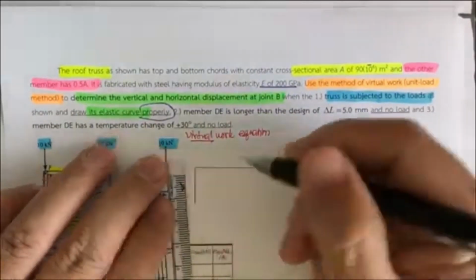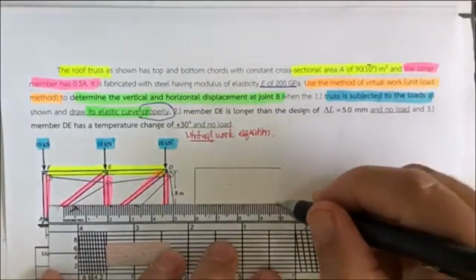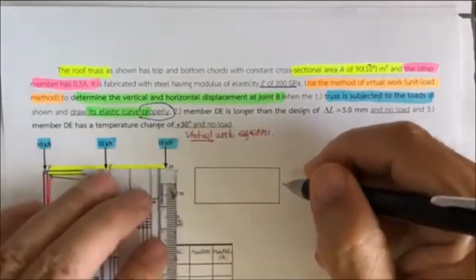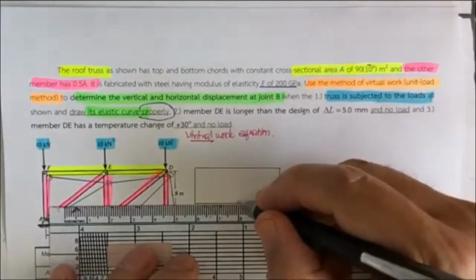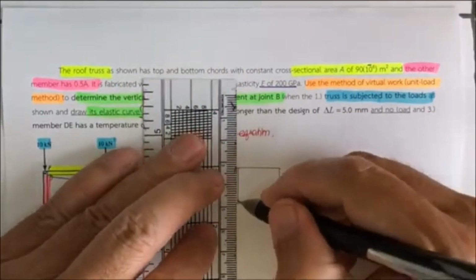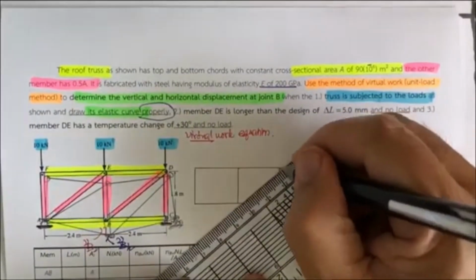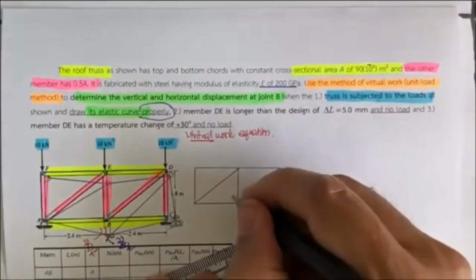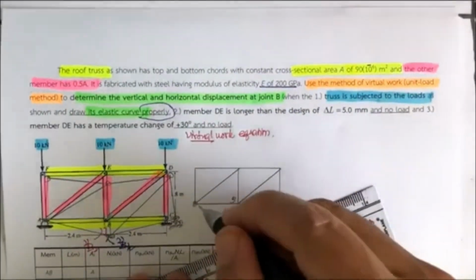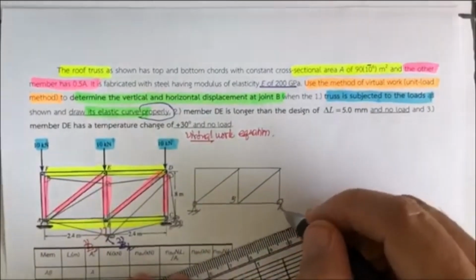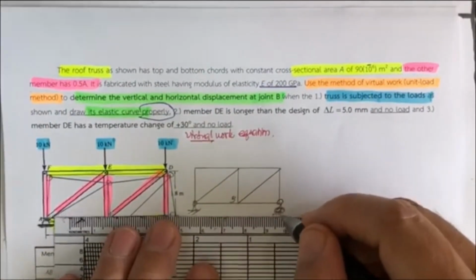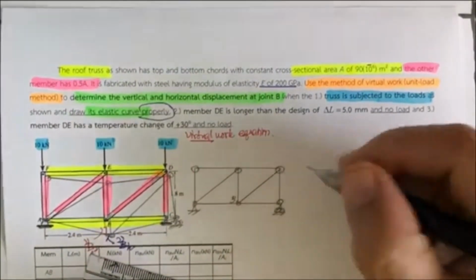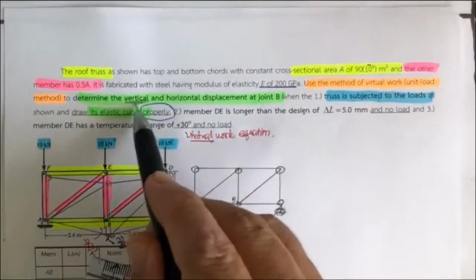The virtual force is going to be the 1 unit force, which also has the name unit load as we have in the PowerPoint. And we are going to determine the vertical deflection at point B first. So this one is the pin, this one is the roller. So we have to put 1 unit force at B in the direction given here.